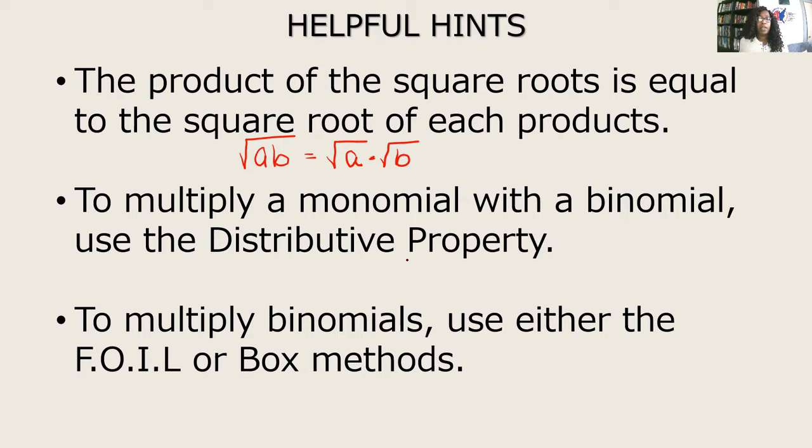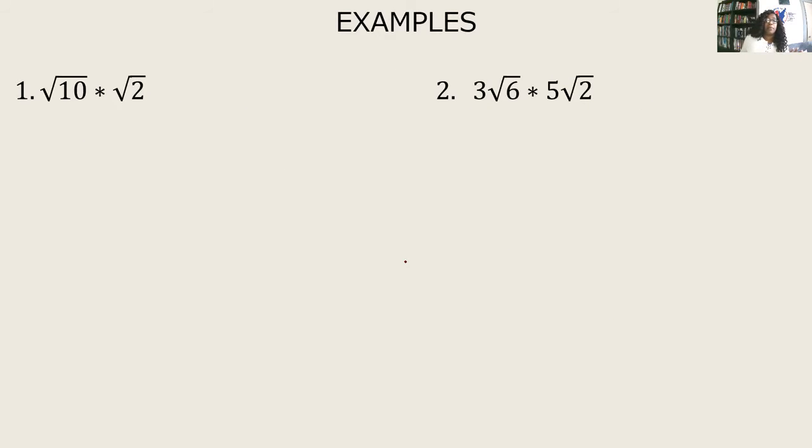For the next part, it's saying multiply a monomial, which is a 1 term, with a binomial, which is a 2 term. We're going to use the distributive property, just like you would do for a linear equation. But when you're multiplying binomials, 2 terms, you can use what's called the FOIL method, which is first, outer, inner, last, or the box method. I'll show you both of them, and you get to choose which one works for you. So let's get with some of the examples.